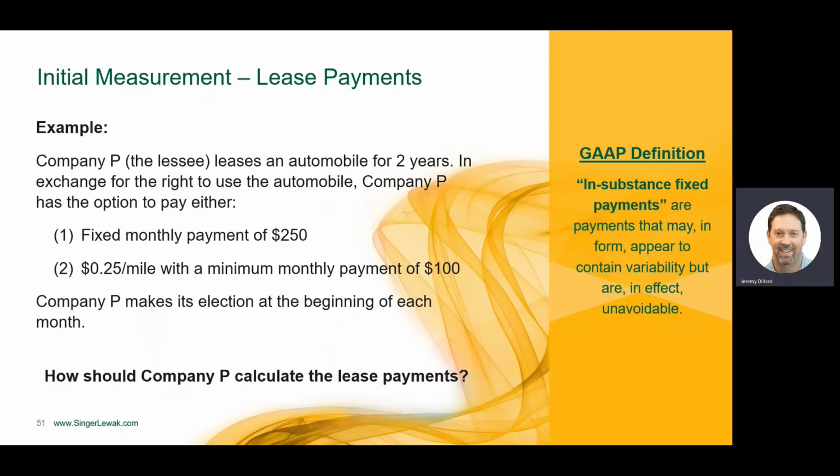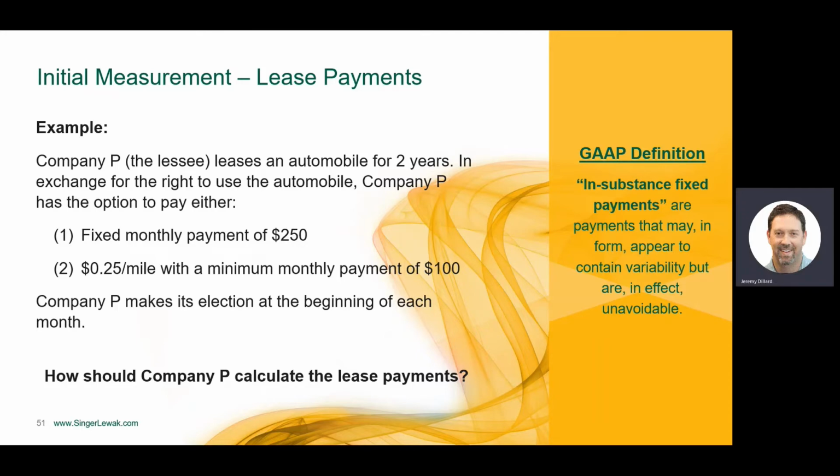Let's go through an example to illustrate the concepts about how to measure the future lease payments. Company P leases a car for 2 years and has 2 different payment options. The first option is to pay a fixed amount every month of $250. The second option is to pay 25 cents per mile driven with a minimum payment of $100. Also, the company can choose the payment option at the beginning of each month. In this example, how should the lease payments be calculated?